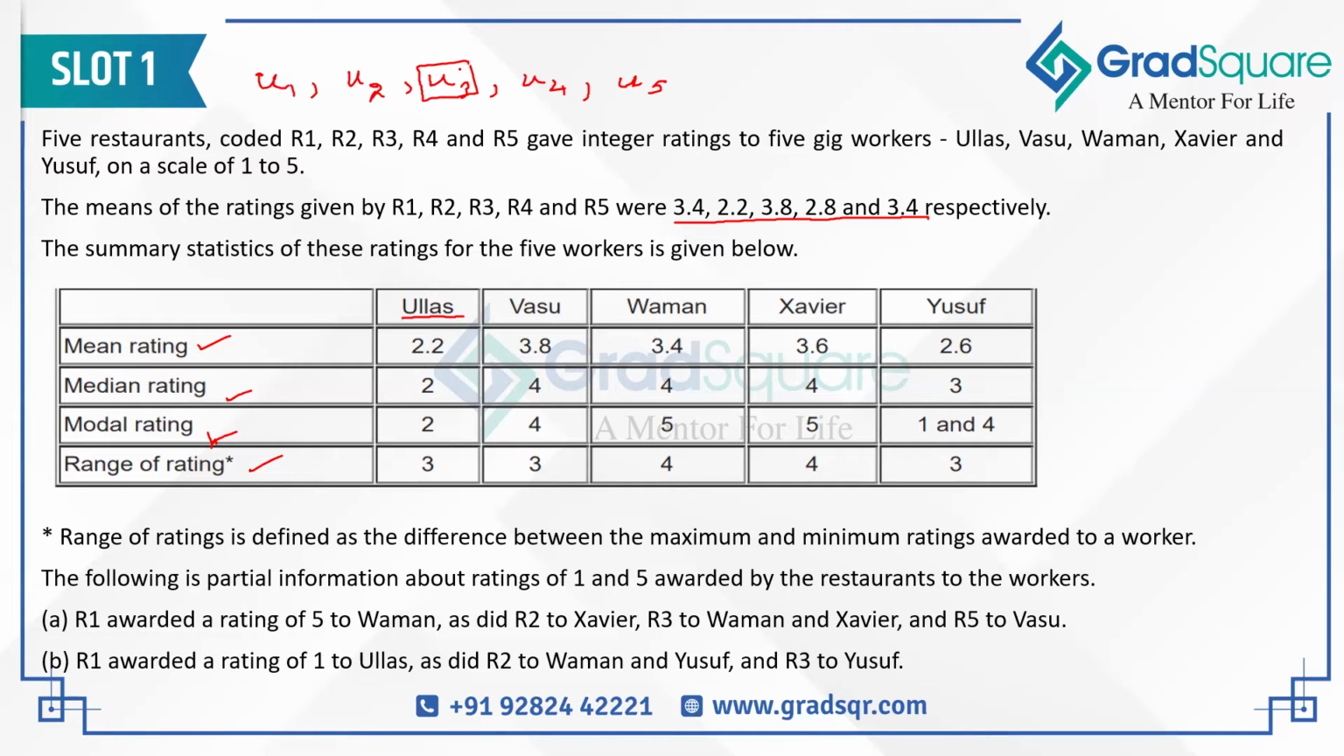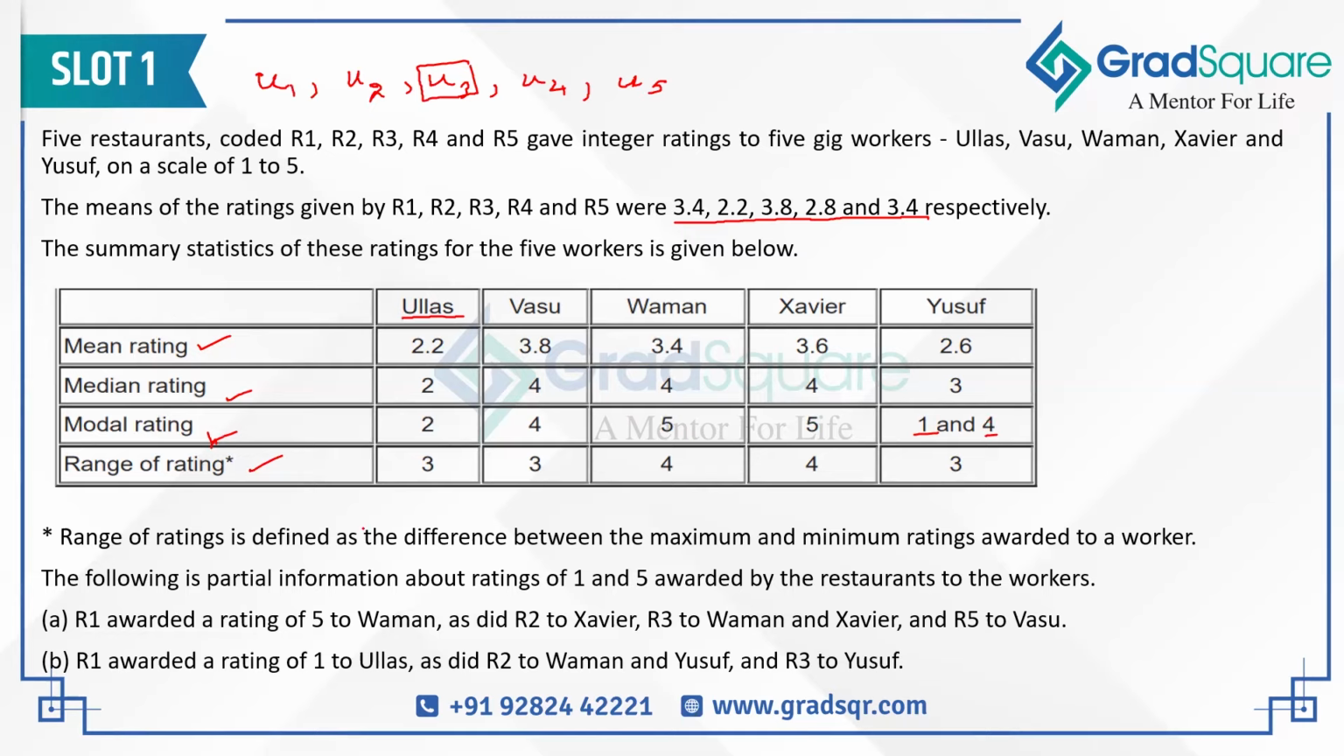But if, say, one worker has received ratings like this from the 5 restaurants: 1, 2, 3, 3, 4, then the rating 3 has been given twice to the worker by 2 different restaurants. So number 3 occurs the maximum number of times, the most frequently. So 3 becomes a mode. The number that occurs the maximum number of times as a rating will become the modal rating for each of these workers. Now, sometimes, like it is happening in the case of Yusuf, there can be multiple modes. Multiple modes means 2 or more numbers are occurring the same number of times.